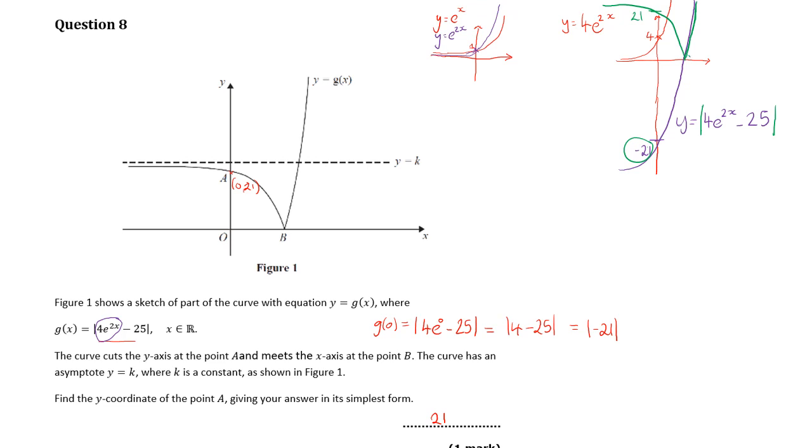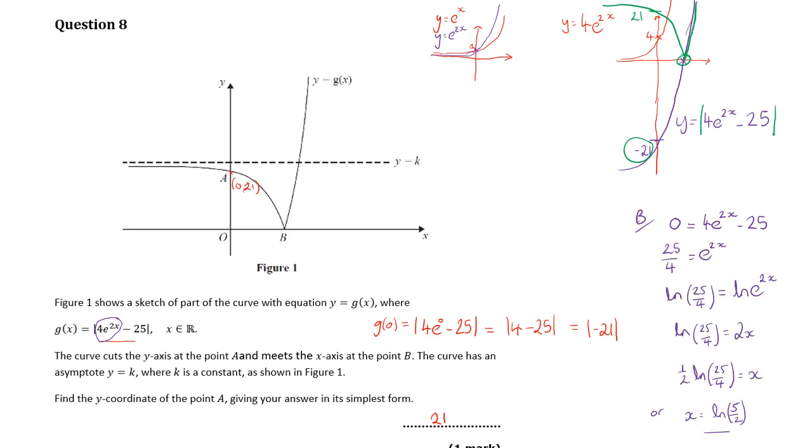And I could also go on to work out my coordinate of B, not that it's asked in this question. But if we were just looking at my purple graph here of 4e to the 2x minus 25, I just want my y coordinate to be 0 for it to cross the axis, and then I solve that. Could leave it as a log, ln of 5/2, or evaluate.